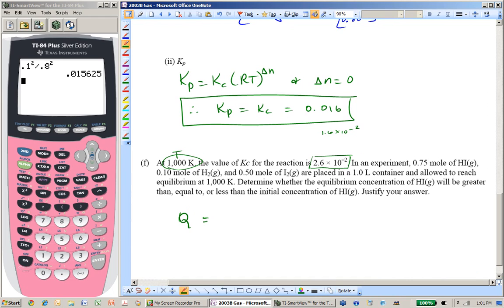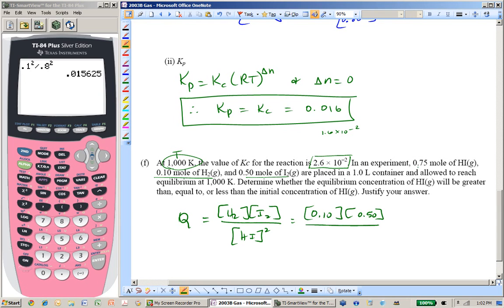Q equals, again, H2, I2, concentration HI, don't forget to square it, equals. Start plugging them in. 0.10. How did I get that? It's right here. 0.10. What's I2? 0.50. And what's HI? 0.75.